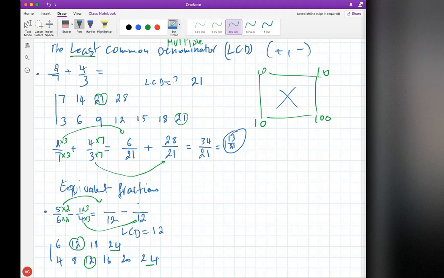So the new equivalent fractions: 6 times 2 is 12, 2 times 5 is 10, 4 times 3 is 12, 1 times 3 is 3. Now we have no problem subtracting. What's the result of this subtraction? 7 over 12.